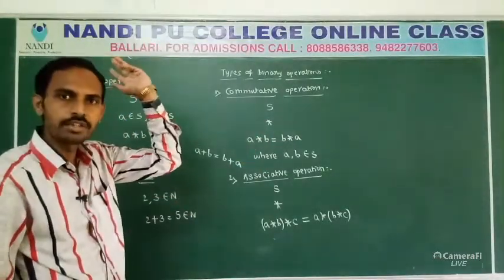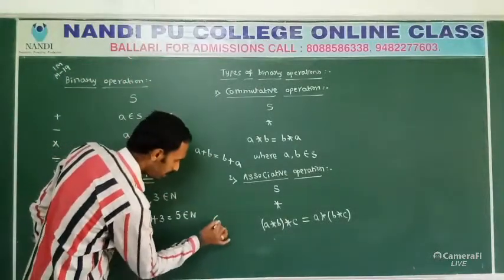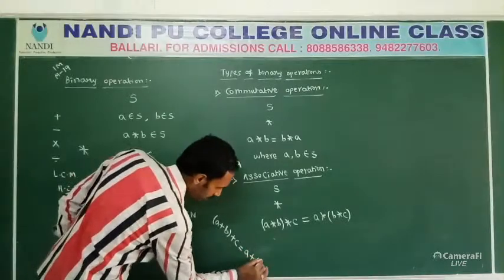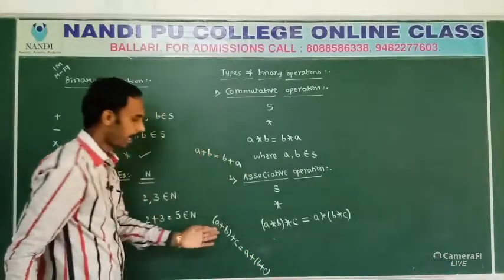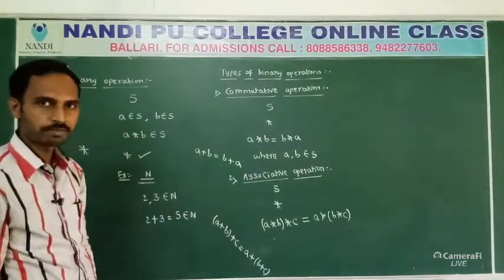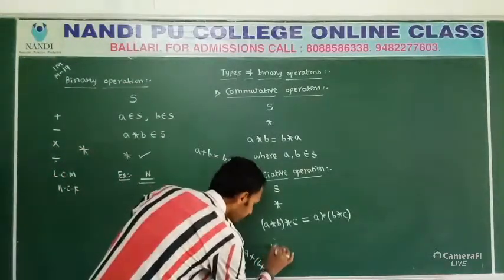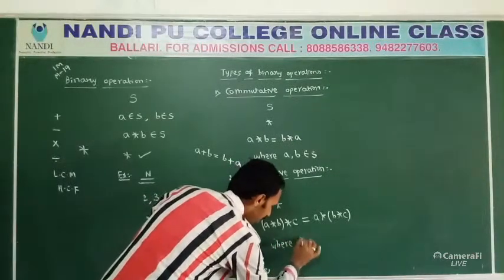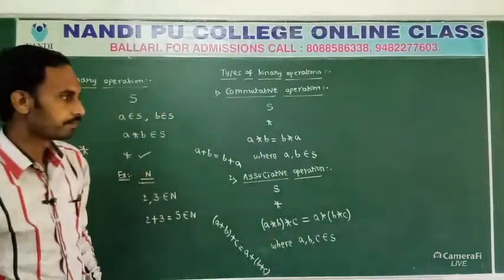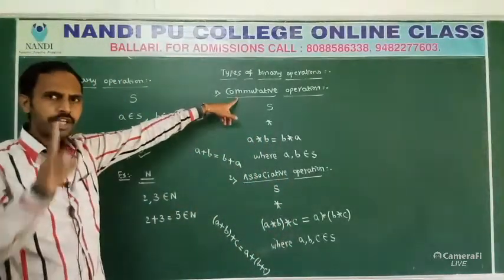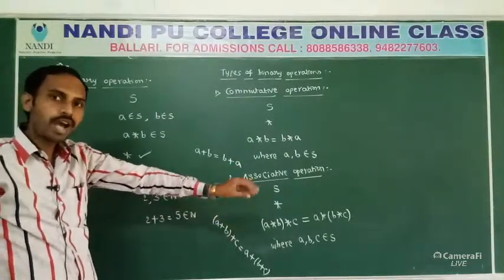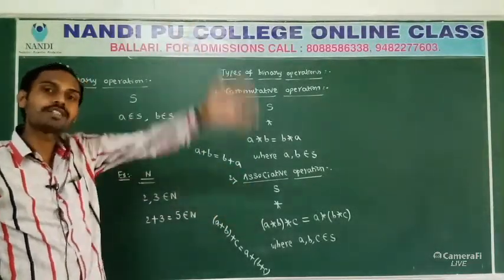Same as the associative law. You know, what is the associative law? (A plus B) plus C is equal to A plus (B plus C). Brackets can be interchanged. That is said to be an associative operation. The condition is that A, B, C all belong to the given set only. Commutative is A star B equal to B star A. Associative means (A star B) star C is equal to A star (B star C).